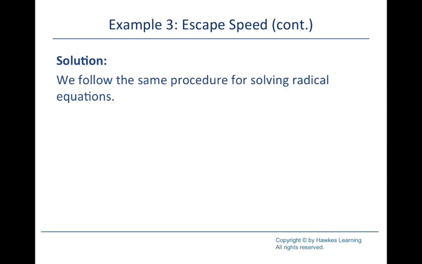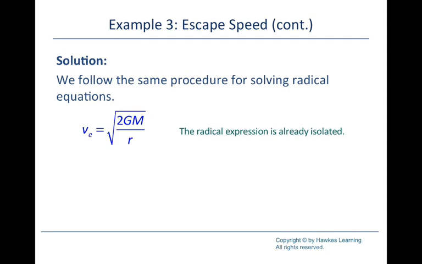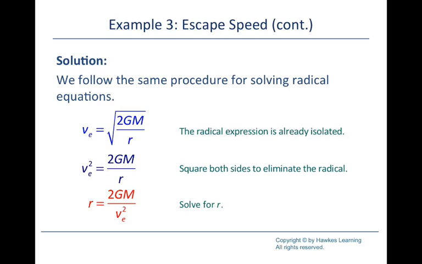So, we're following the same procedures, but there's no numbers in there. There's just letters. So we're going to square both sides. And so we'll get V squared is equal to 2gm over R, to lift the radical. Now we want to solve for R, so you're going to multiply both sides by R and then divide back by the VE squared.